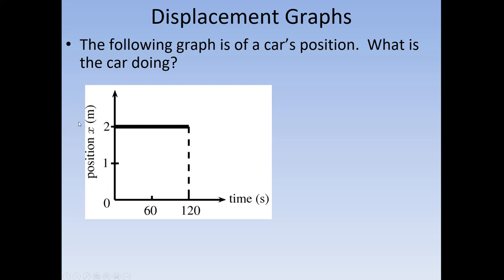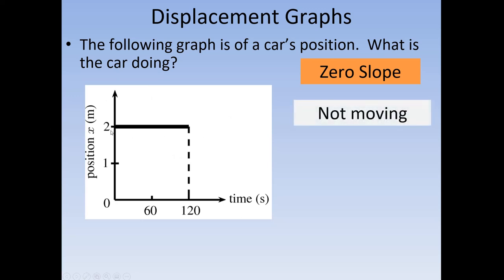y-axis. So it says here that when we start the graph, we start at a position 2 meters away from some place. After 60 seconds, I'm still 2 meters away, and after 120 seconds, still 2 meters away. What's the car doing? Well, first thing that we could tell is that this graph has a zero slope. It is not going up, it's not going down, it has no slope at all. We can also tell that the object isn't moving because this number isn't changing at all. It's staying at 2 the whole time. If an object starts 2 meters away from you and continually stays 2 meters away, clearly it's not moving.